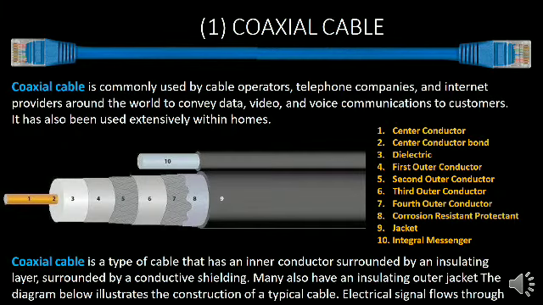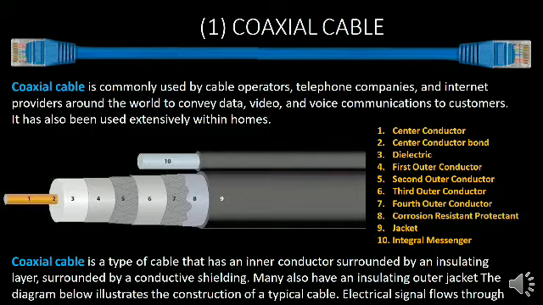Coaxial cable. Coaxial cable is commonly used by cable operators, telephone companies, and internet providers around the world to convey data, video, and voice communications to customers. It has also been used extensively within homes.